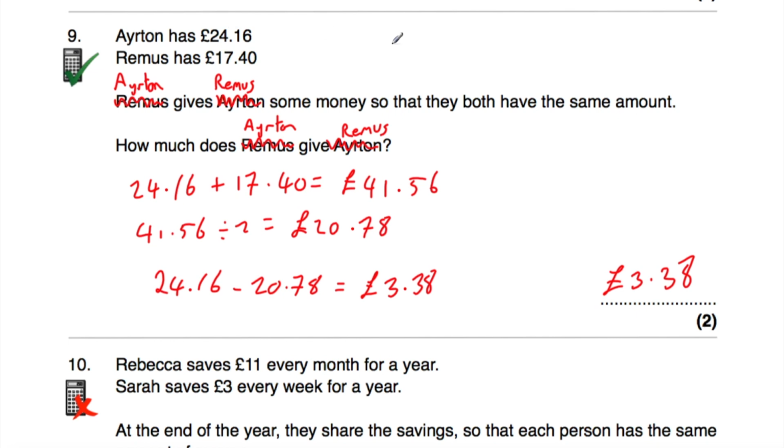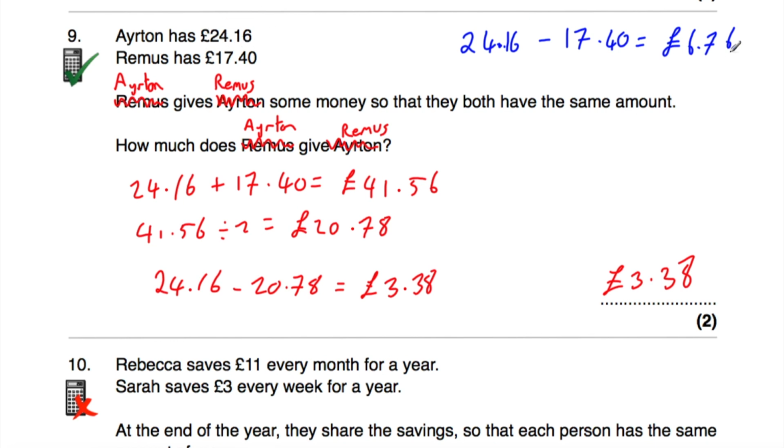Alternatively, we could have worked out the difference. So we could have done, and I'll just do this in blue just to show you the other approach. We could have taken the amount of money that Ayrton had, £24.16, and taken away £17.40, and that would tell us the difference in the amount of money they had. So £24.16 subtract £17.40 is equal to £6.76. So that's equal to how much more Ayrton's got than Remus.